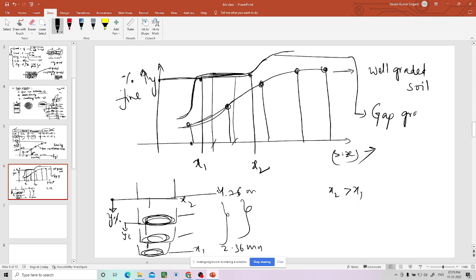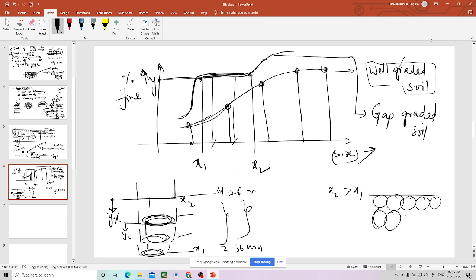Gap graded soil. So now you can have the doubt why it is called well graded soil. When it is having all the different sizes of particles, why do we have to call this well graded? Because when you take a soil and want to fill any bowl or container with this soil, there will be voids in between the particles. So you must have some lesser size particle to fill this void. Now again another void, you need another small size particle to fill these voids.